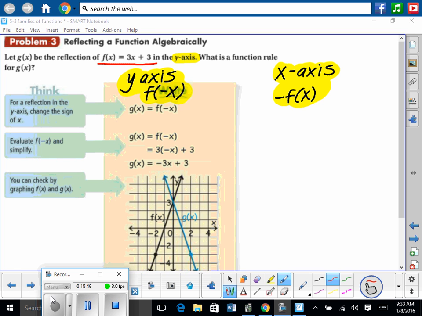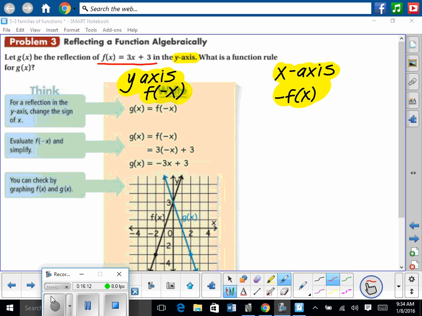So reflection on the y-axis is f of negative x. So we plug in negative x wherever there's an x. So we could go through and do this. So 3 times x, so we're plugging in 3 times x, but instead of x, we're substituting in negative x. So 3 times negative x plus 3 is negative 3x plus 3. So that would literally take that line and it would flip it over the y-axis. So it's a reflection on the y-axis.